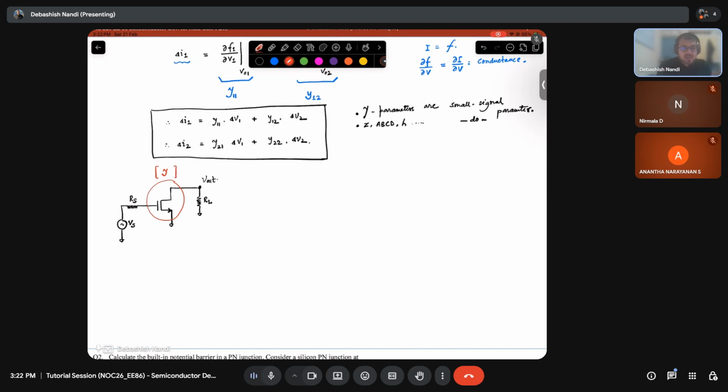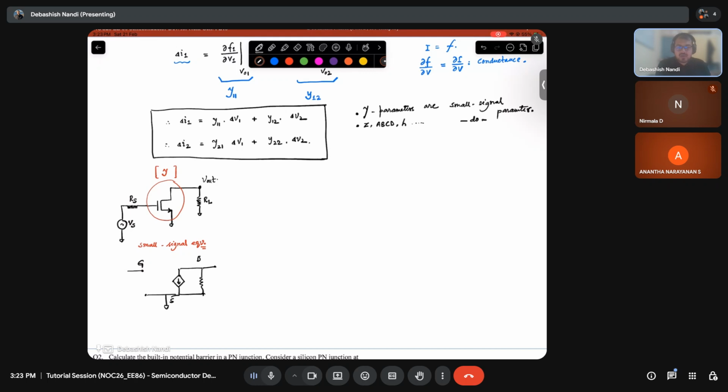So by the way, are you okay with this notation? This is a small signal notation, right? You can note that I have not used any bias. Small signal equivalent. Okay. What you are familiar with in small signal equivalent is this. This is what you are more familiar with, right? Correct me if I am wrong. Yes, sir. But we will not use this.